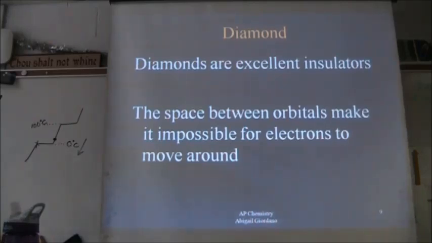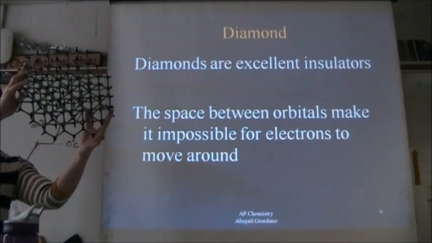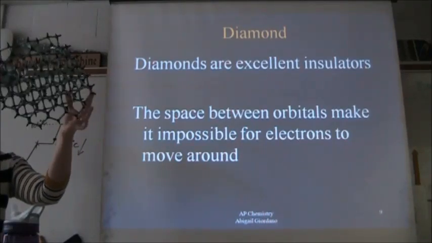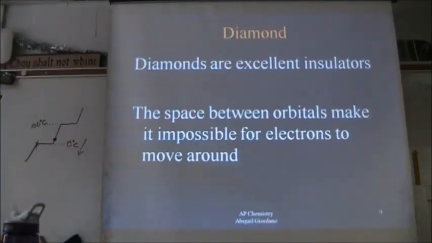This is a really tightly packed solid. Does it look like there's a lot of room for things to move around in there? No. And if electrons cannot move around, flow, whatever, then they can't conduct electricity. Diamond is a very poor conductor. What's the opposite of conductor? Insulator. Diamonds are excellent insulators.